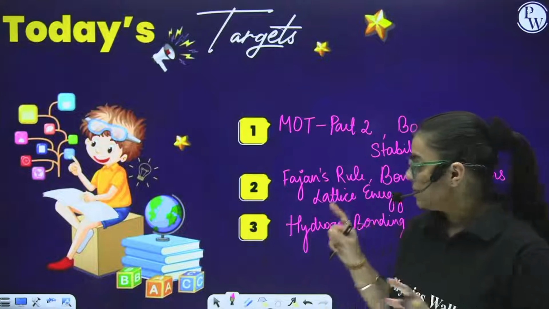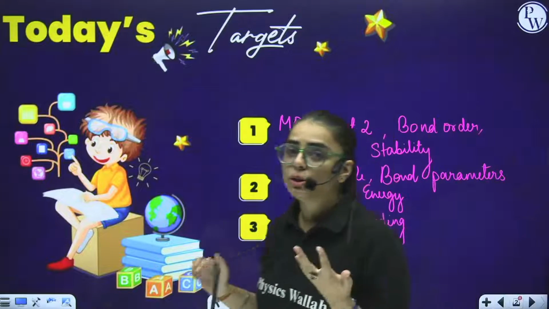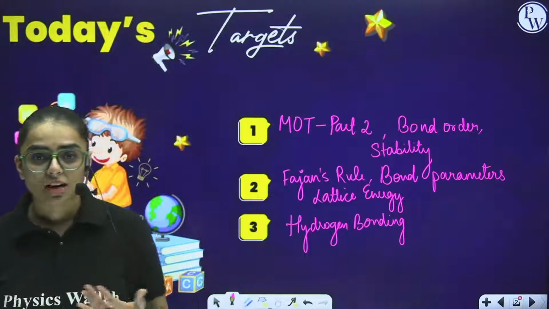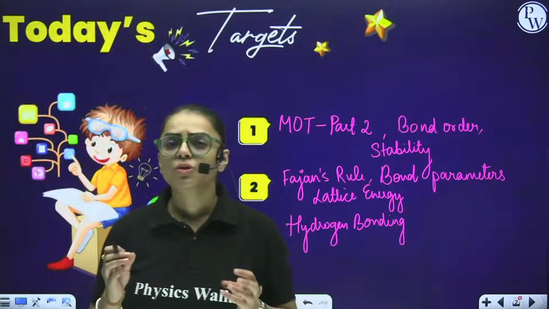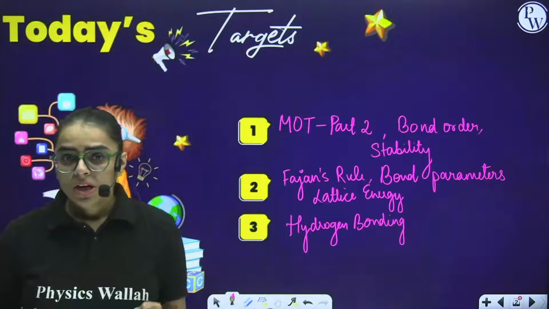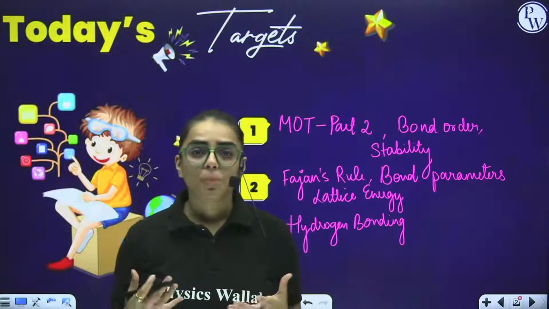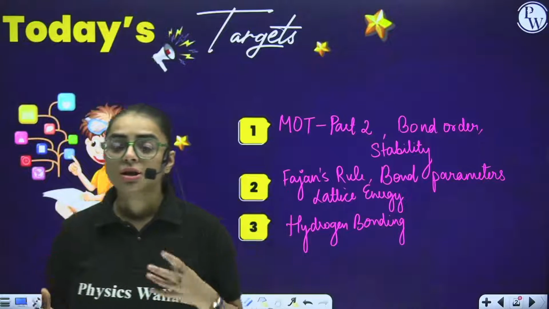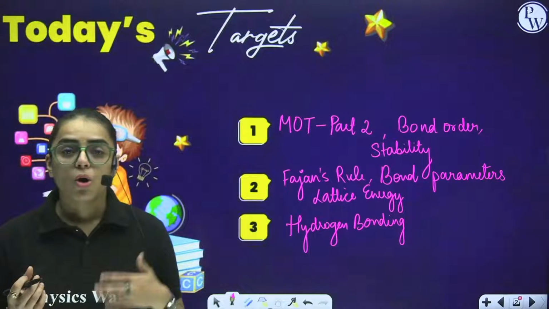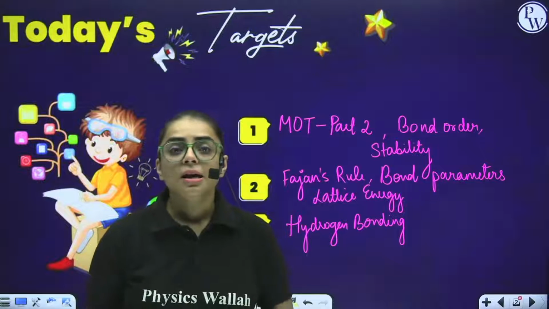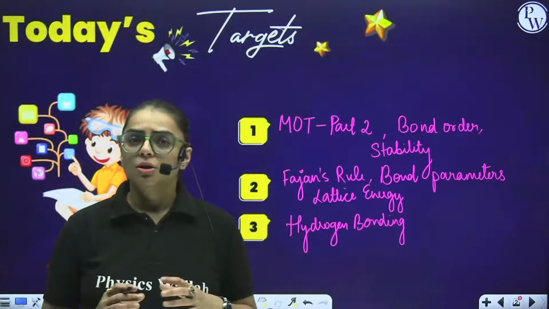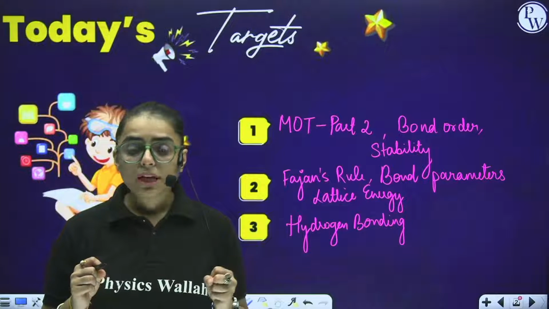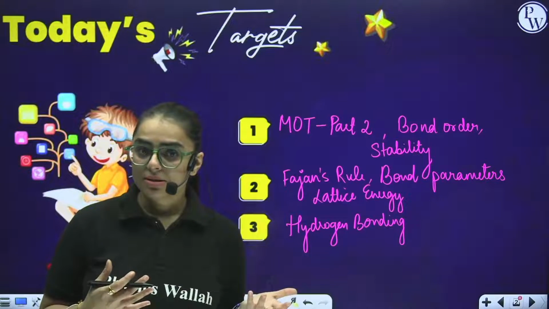Now talking about part number second, students, what are we going to do? First of all, we'll be understanding about Fajan's rule. We'll be looking at the covalent character in the ionic compounds. We will understand that in depth as well. Moving further, I will explain the bond parameters such as bond length, bond order, bond dissociation energy, bond enthalpy, and lattice energy. Drago's rule, sorry. So all of these topics will be covered in the second part.